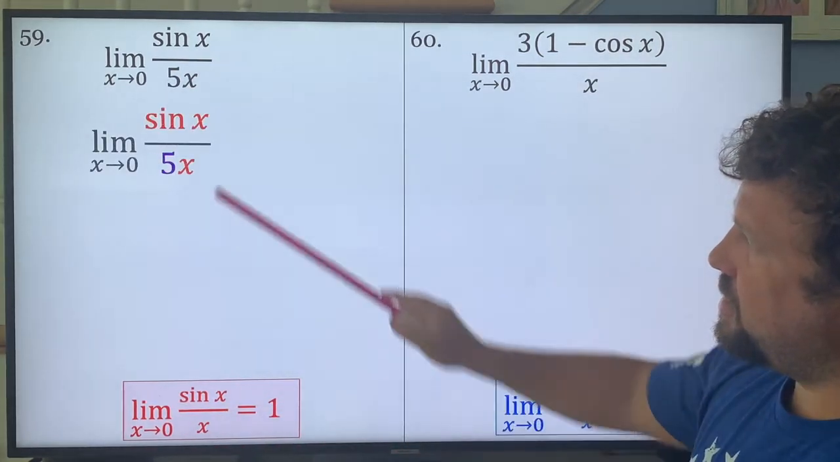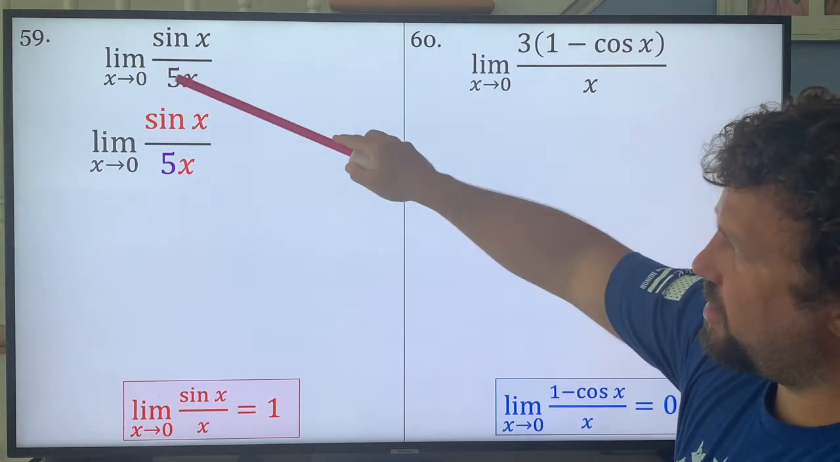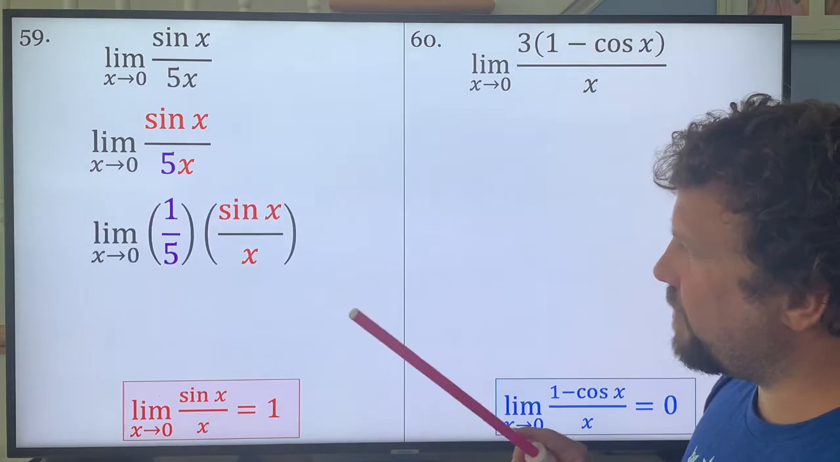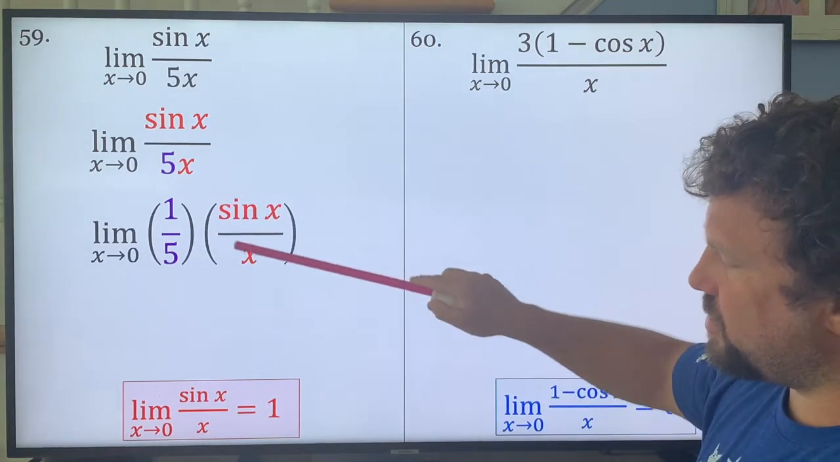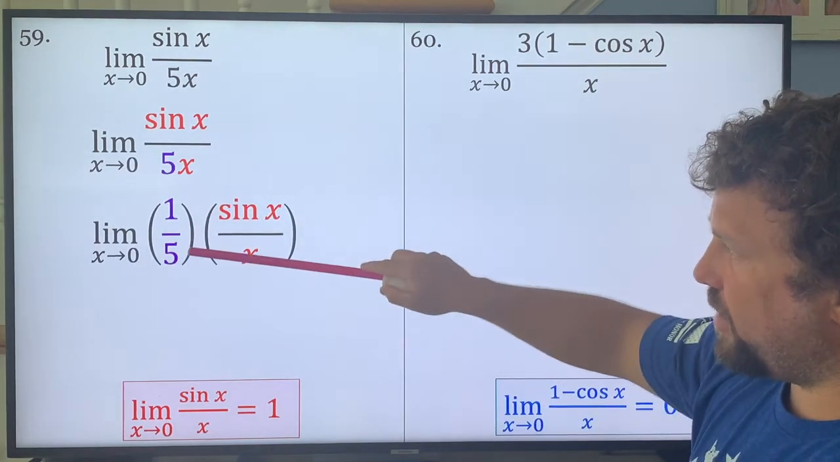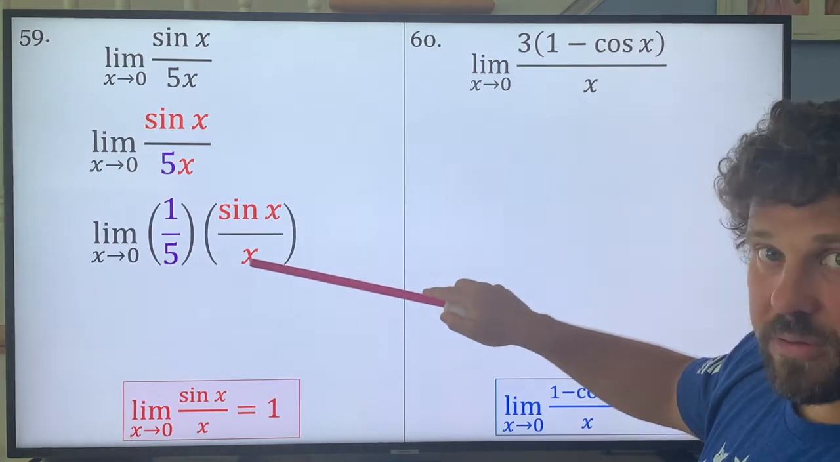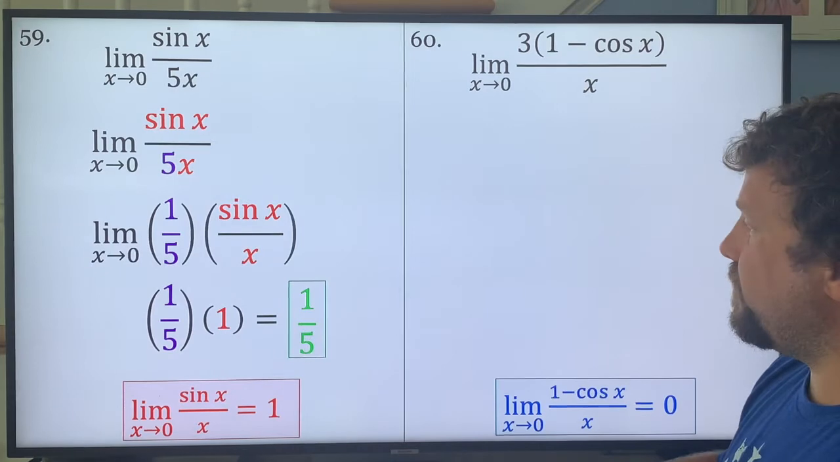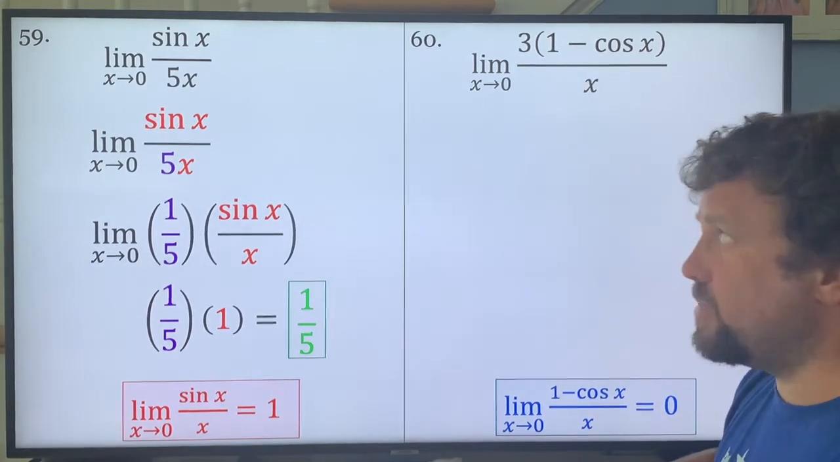Yes. There's sine x over x in that equation, right? This is 5 times x. So if I just take sine x over x and separate it from the 5, like 1/5 times sine x over x, these all equal the same thing, right? Well, what does sine x over x equal? 1. 1/5 times 1 is 1/5. And that's it. That's how you do these problems.